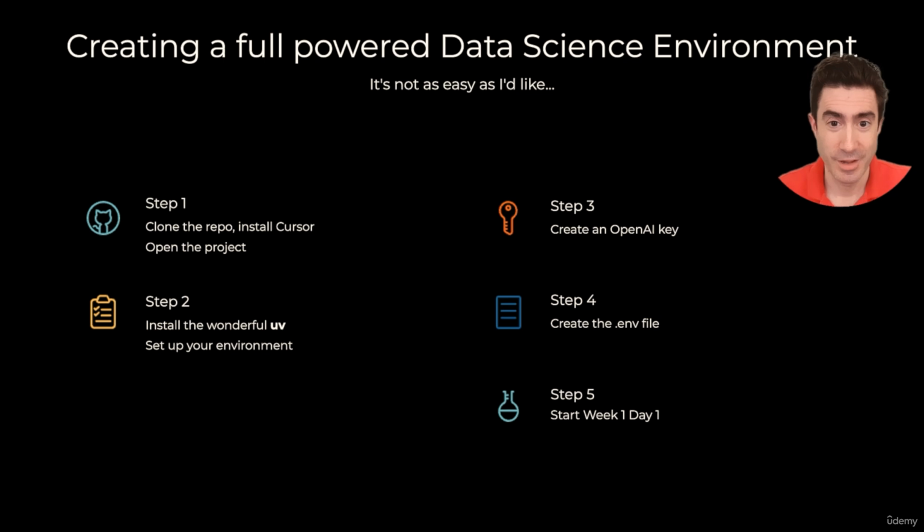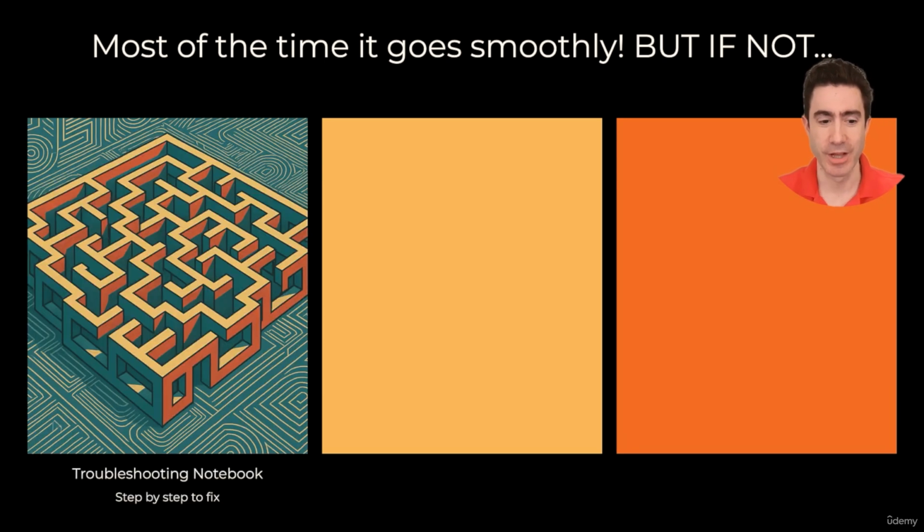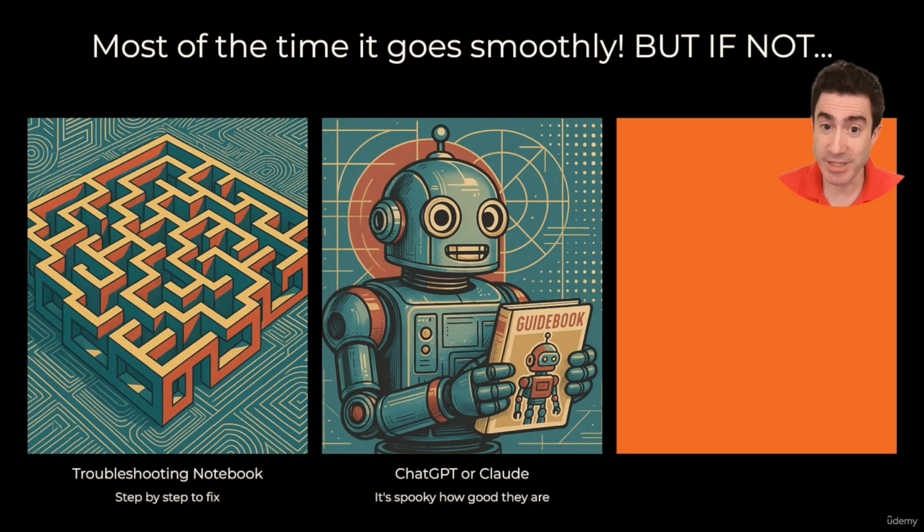Now, look, most of the time, this all goes super smoothly, and you're going to be up and running in no time, and you're going to be wondering what all my fuss is about. But just sometimes you hit problems. And if that happens to you, then there's a troubleshooting notebook that I will show you, which will walk you through and help you fix any common problems. ChatGPT or Claude or any LLMs, they're really good at helping solve problems, and you should definitely make sure you check what they say. They often need to be verified. Don't just fall naturally into doing whatever they say. Always check what they do, but they're really good at finding problems.